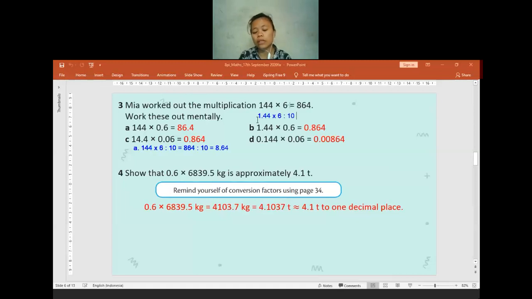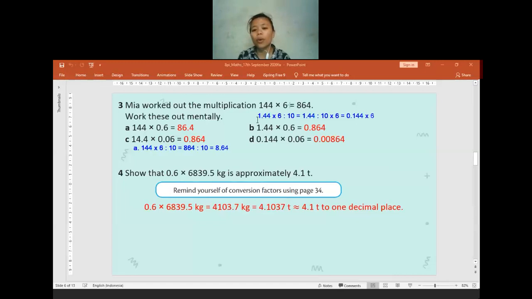Yesterday there was a student named Tanesa, and we can follow Tanesa's method. So we do 1.44, we divide by 10 first. After that, we multiply the result by 6, so we will have 0.144 times 6. And for 144 times 6, we already have the result, which equals 864.